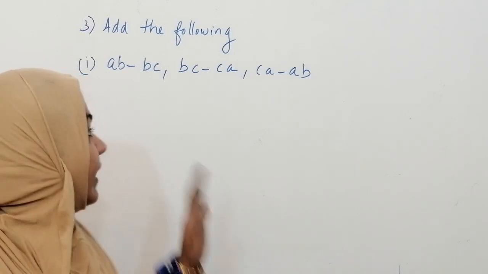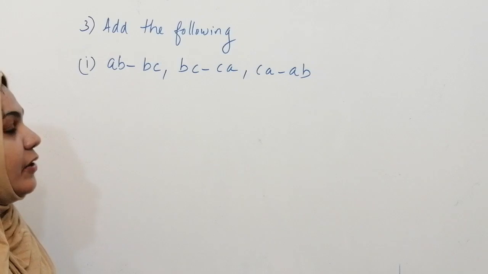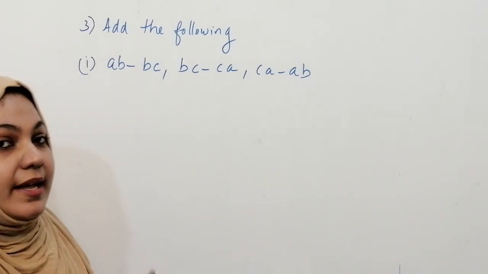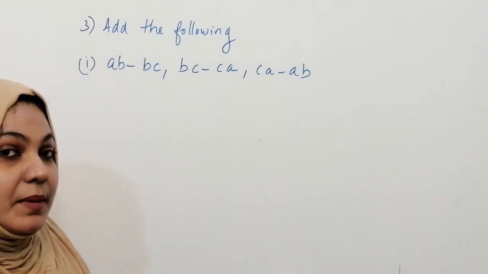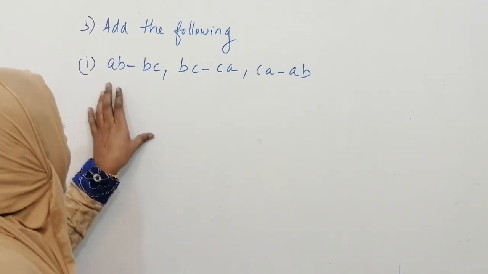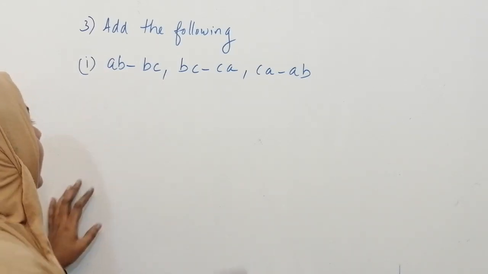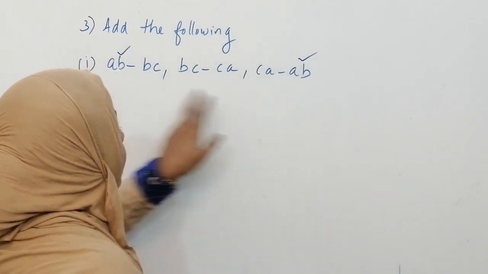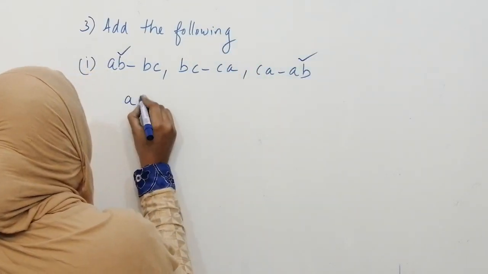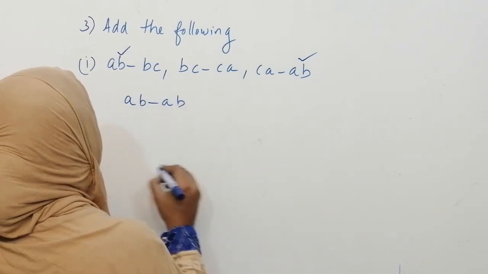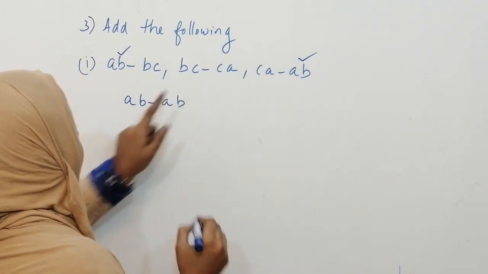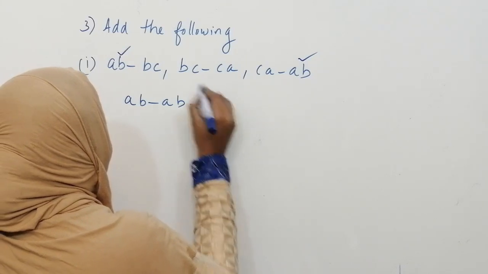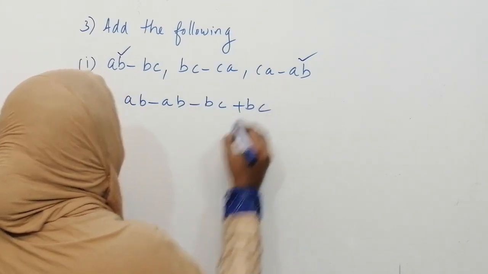So let's see how we can add this question. So first we have to combine the like terms. That also I explained in my previous videos. Please watch that video. So now we can combine like terms. So here you know that AB and minus AB are like terms. So next we can combine another like terms, minus BC and plus BC.